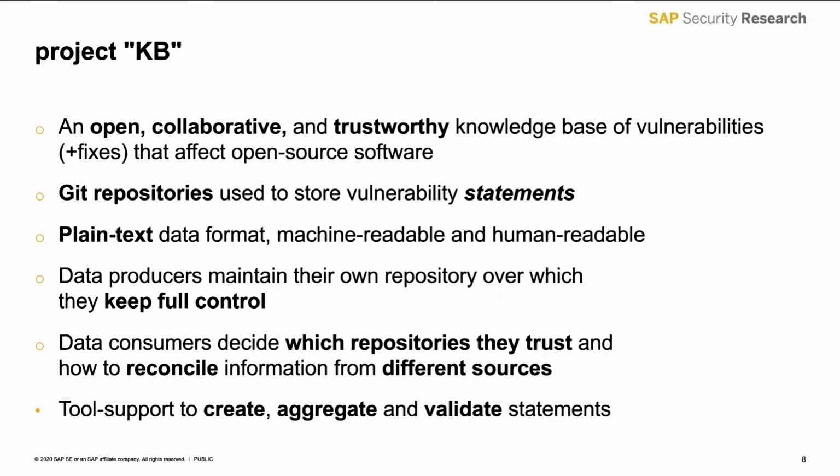So Project KB is our attempt to create an open, collaborative, trustworthy knowledge base of vulnerabilities and their fixes in a way that different parties can collaborate. Each of them can maintain a Git repository in which they could store what we call vulnerability statements, which are basically plain text statements about their beliefs as to what are the fixes for a given vulnerability. These are statements that are machine readable, but also human readable, very simply.